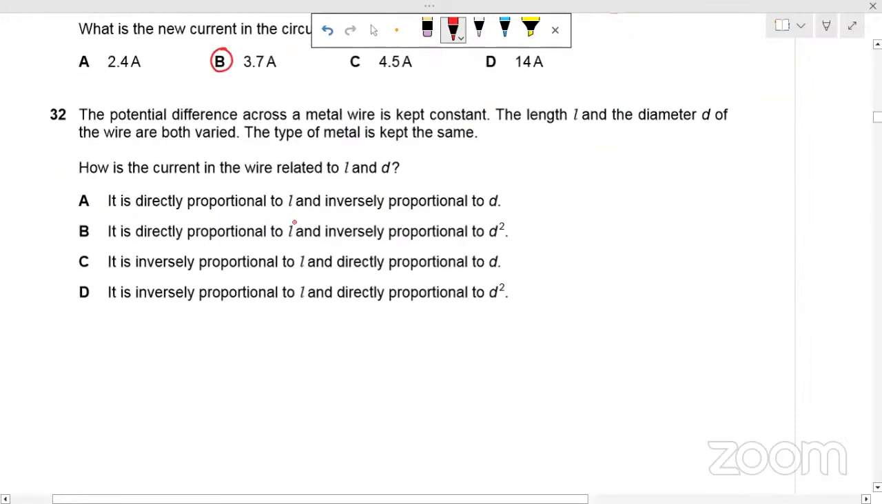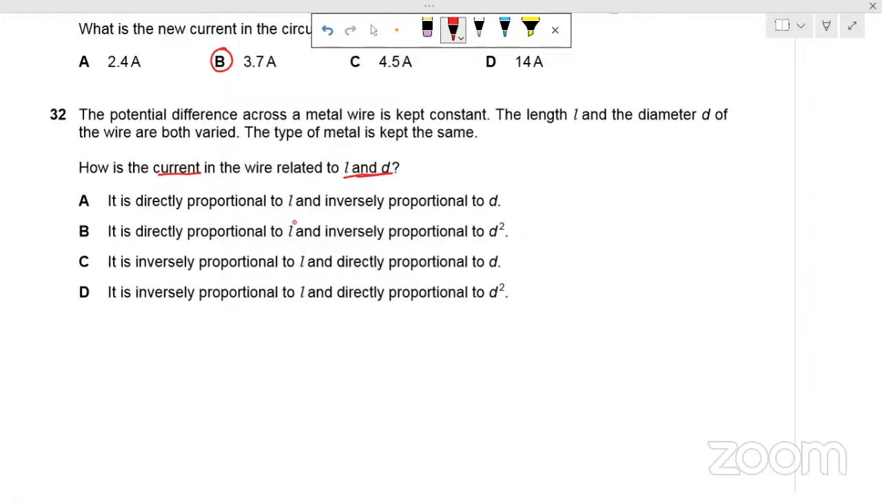The potential difference across a metal wire is kept constant. The length L and diameter D of the wire are both varied. The type of metal is kept the same. How is the current in the wire related to L and D? This is a very important question. We have to find the expression of current in terms of L and D.